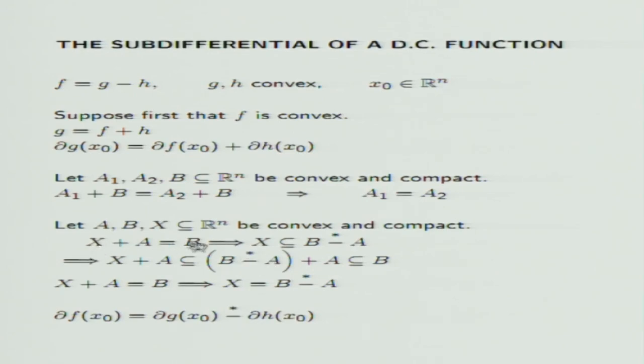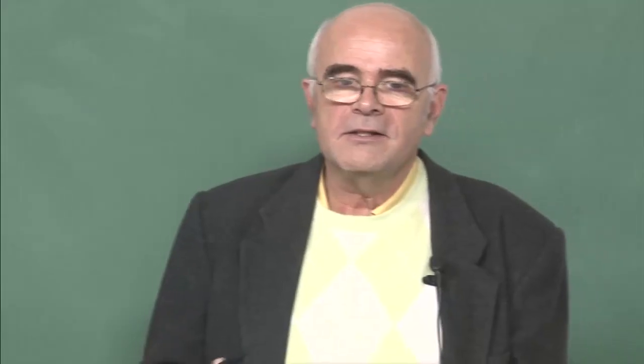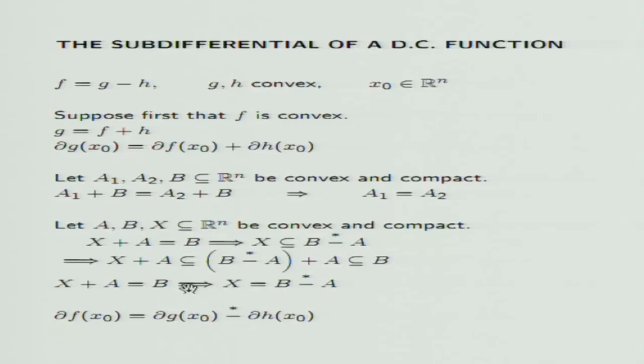But we are assuming that X is a solution of the equation, so X plus A must be equal to B. All the inclusions here are actually equalities. In particular, the first one is an equality. Then we use the cancellation property to cancel A, and then we conclude that the solution of our equation is the difference, but the star difference. I mean, we proceed like in standard arithmetic, moving A to the right hand side with a difference, but with this special difference. Okay. So in this particular case, assuming that f is convex, we have that the subdifferential of the difference is the star difference of the subdifferentials.